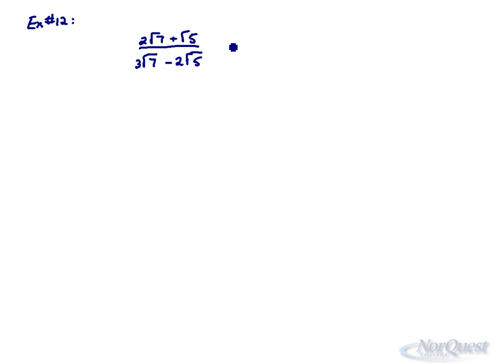We need to multiply by the conjugate again. And it's the conjugate of the denominator, not the conjugate of the numerator. And don't forget it's a binomial times the binomial in here. So we're going to multiply by 3 root 7, conjugate will be plus 2 root 5, to top and bottom. 3 root 7 plus 2 root 5.